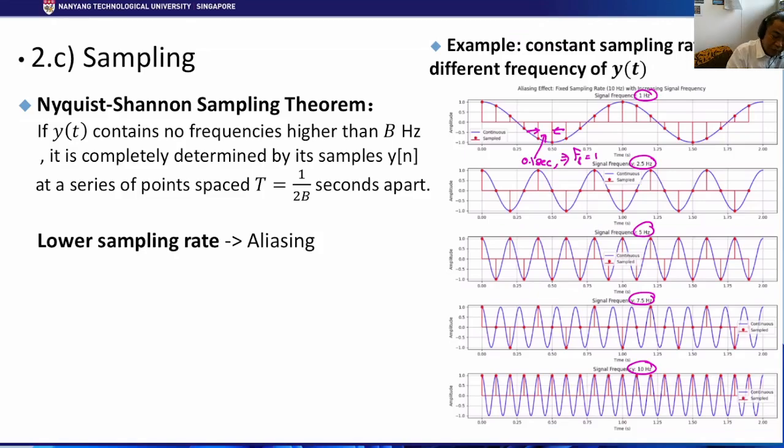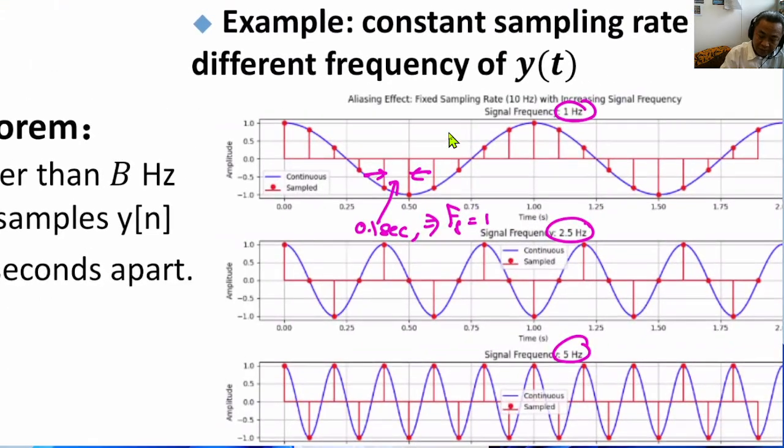In this slide, we are going to continue to talk about sampling. In this example, we basically have fs equals 10. Basically, we are going to sample 10 samples in 1 second. And we are going to sample the same 10 samples per second for different signals. In the first example, in this signal, f is 1 cycle per second.